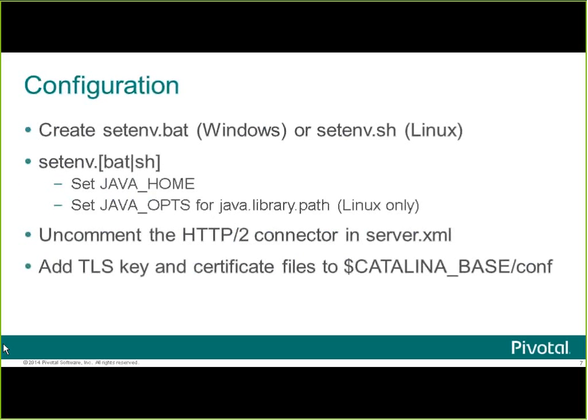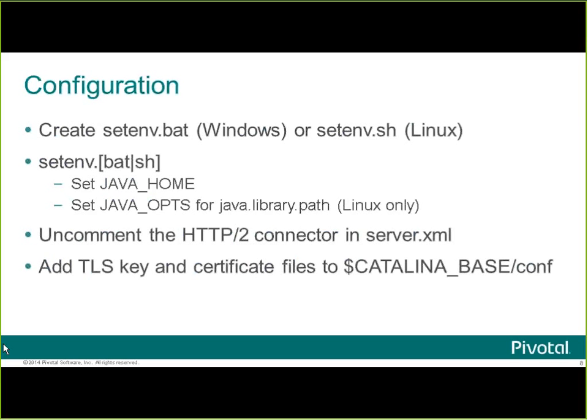In terms of configuration, and this is configuration to get us up and running with HTTP2, you need to do a couple of things. Obviously, you need to set Java home. Now, you can either do that in a setenv file, setenv.bat for Windows, or setenv.sh for Linux, or you can do it on the command line. When I do the demo in a little bit, I'm going to be doing it on the command line just because I find it a little bit faster, and speed's kind of important for demos like this.